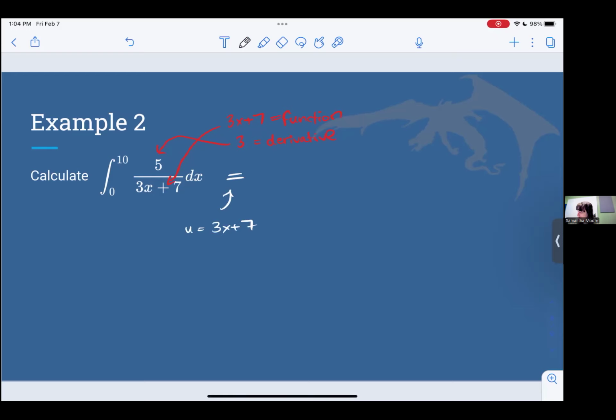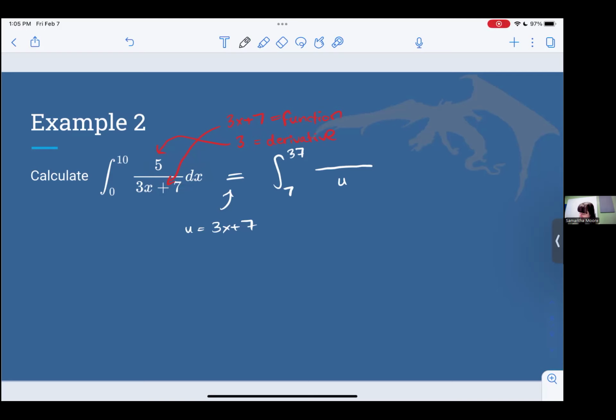So then that says if x used to go between 0 and 10, then u is going to go between 3 times 0 plus 7, so 7, up to 3 times 10 plus 7, so up to 37. I'm not going to deal with my numerator for a second. My 3x plus 7, that's just u. And then I need to replace what I have left, which is 5 dx. I need to replace that by something that involves u's.